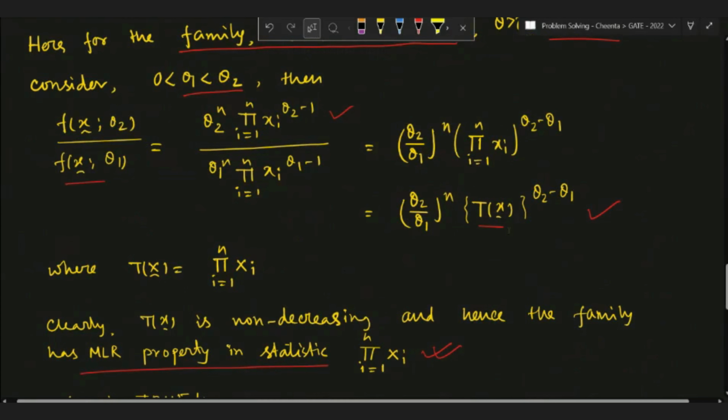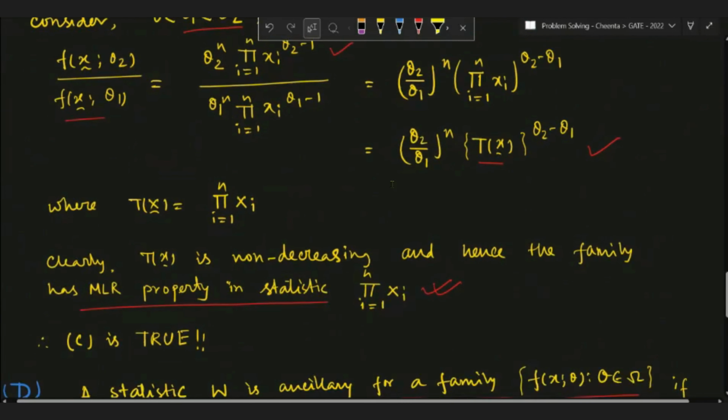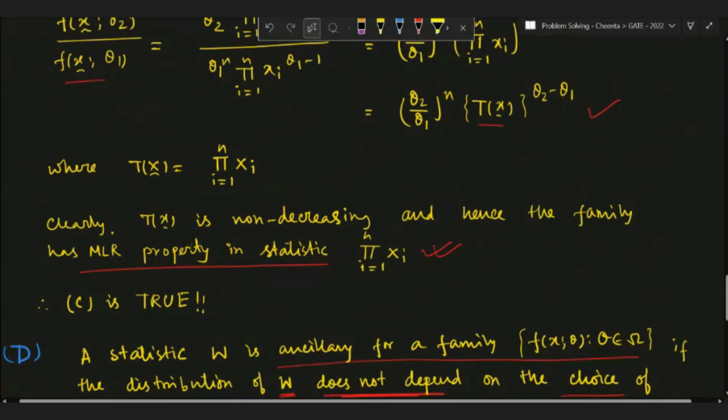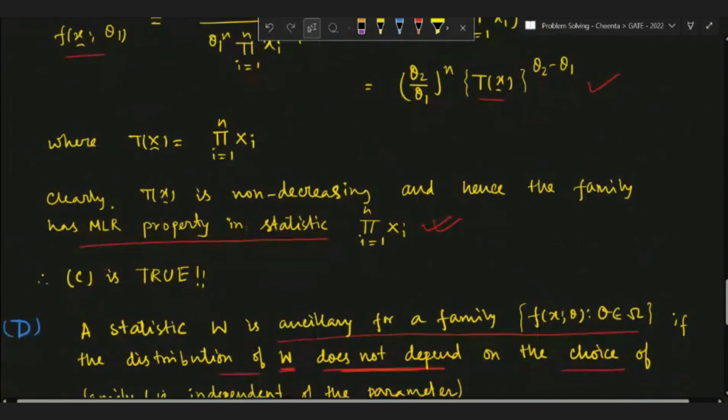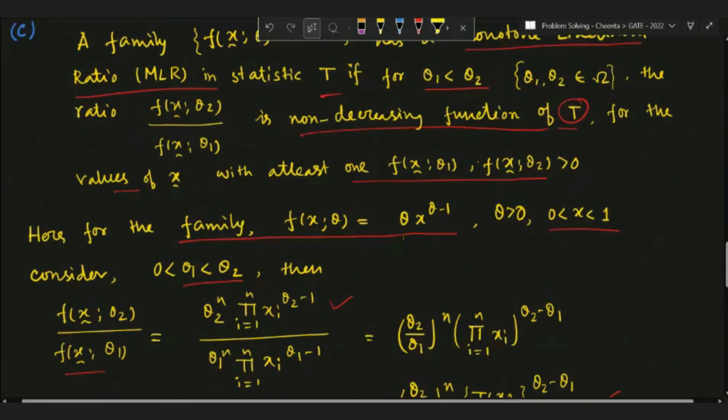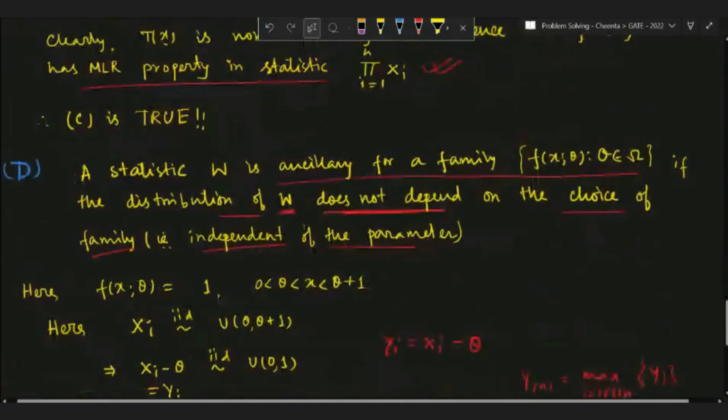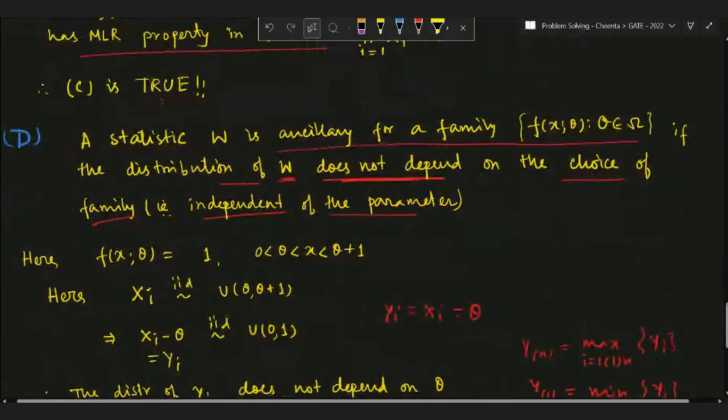We denote the product by T(X) and see that for theta 2 greater than theta 1, the ratio is an increasing function of t. So T(X) is non-decreasing, and hence from the property of MLR we can say that the family has the MLR property in statistic product of Xi. So option C is correct.